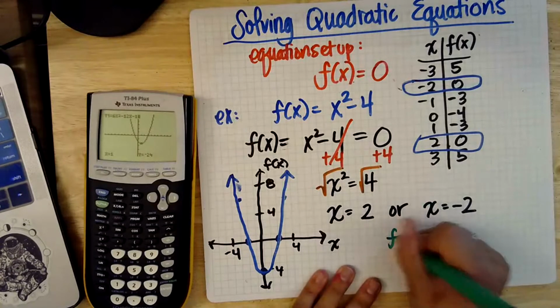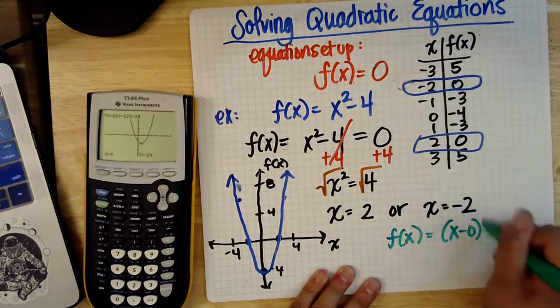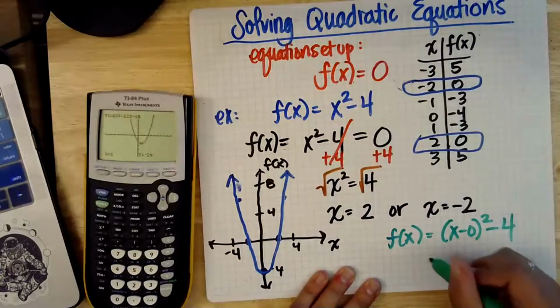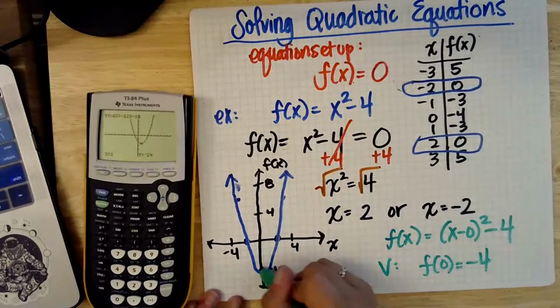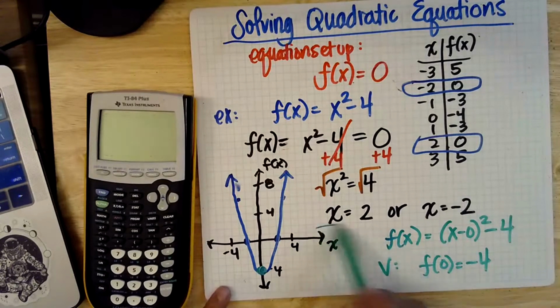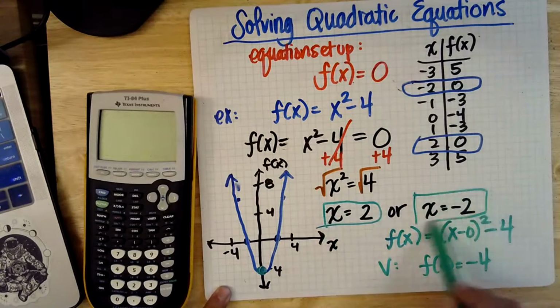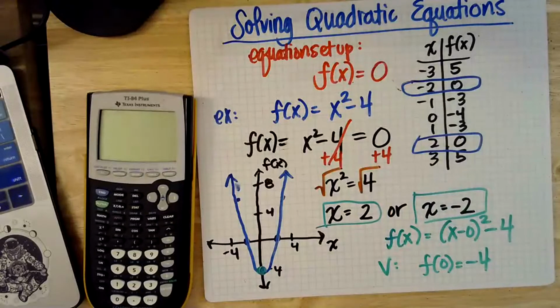So if I write this like this, it's telling me that f of 0 equals negative 4 is my vertex. And it is. It's my lowest point on my parabola. So I was able to find the solution by using the square root method, right? This is called the square root method. And I'm going to show you how to solve this multiple ways.